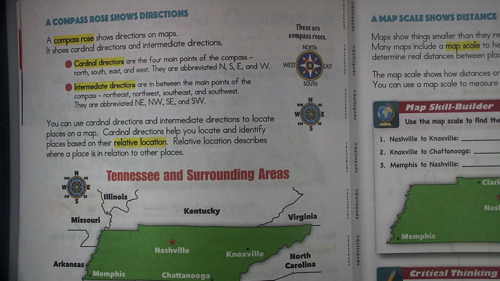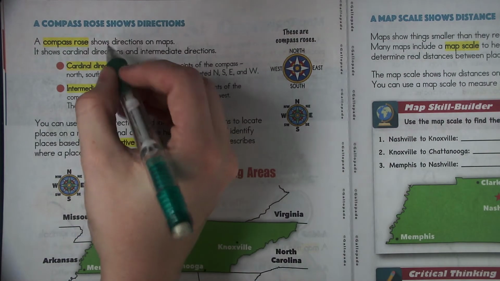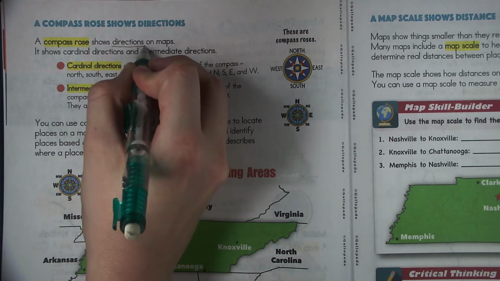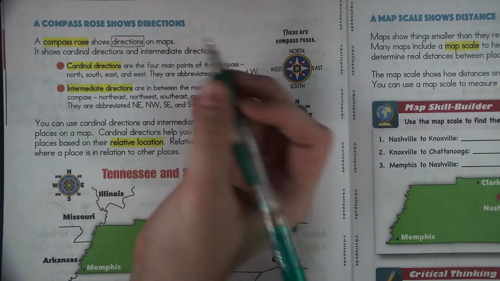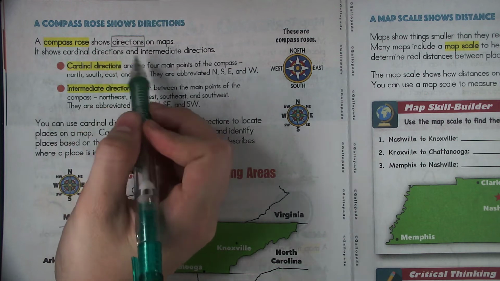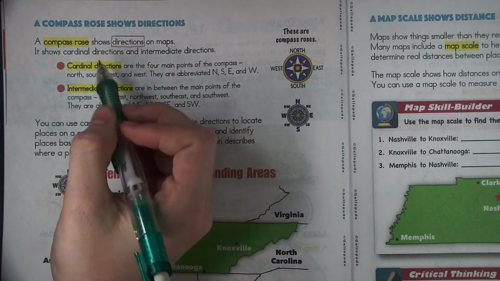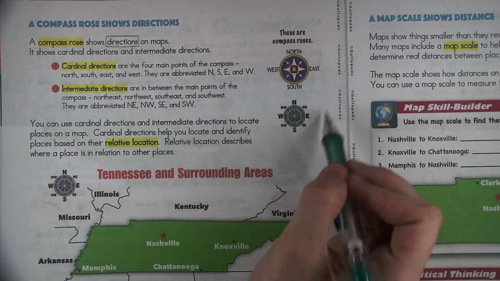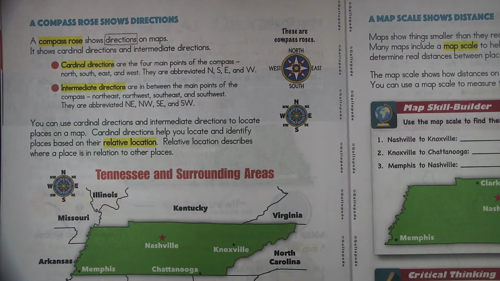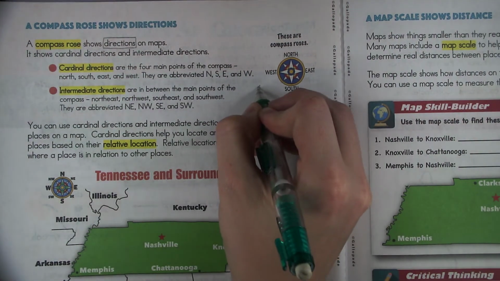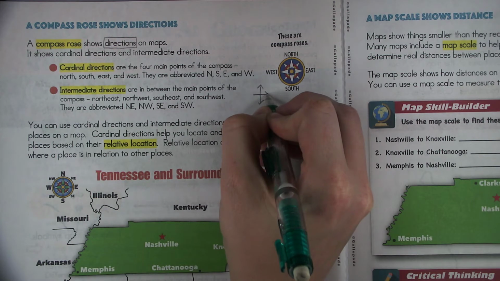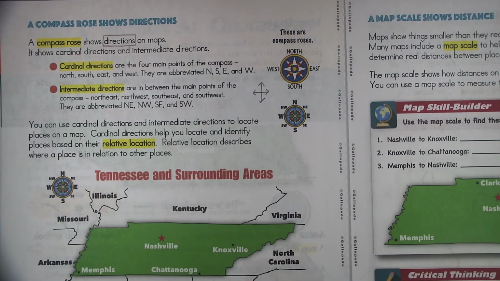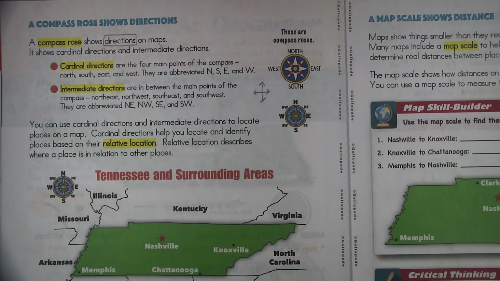Go ahead and flip to page 8 in your book, and today we're going to learn about compass rose. So a compass rose, if you look right here, they show directions on maps. I'm sure you already know some directions. It shows cardinal directions and intermediate directions, and it's going to tell us the difference. So if you see right here, these are compass roses, just like I drew on the previous video. They're essentially just like that, but these are a little bit fancier.